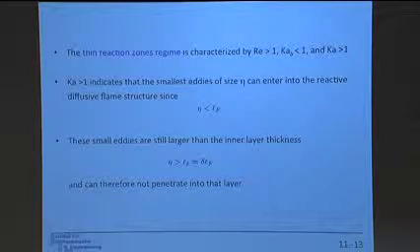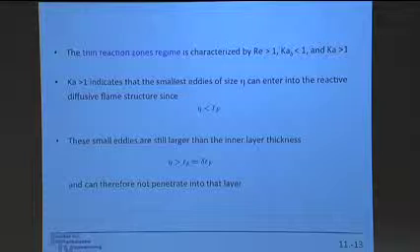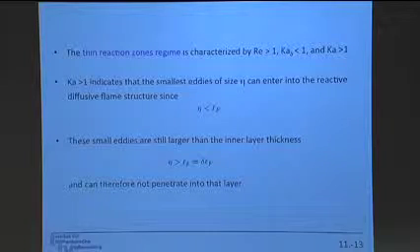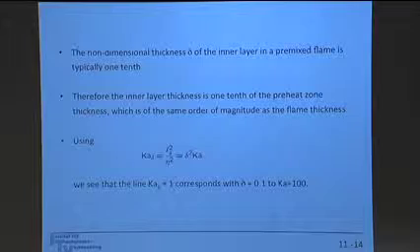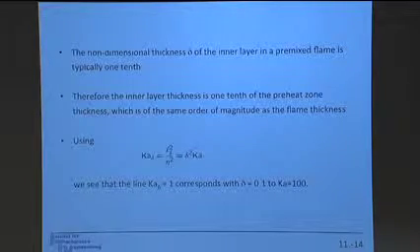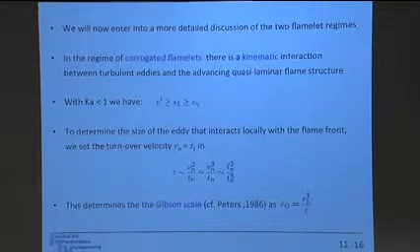I think I explained the rest of this. The reaction zones regime here also, I mentioned this. This comes when the Kolmogorov scale is smaller than the flame thickness, but still larger than the inner layer thickness. And this happens here at about Karlovitz equal to 100. I said this earlier.